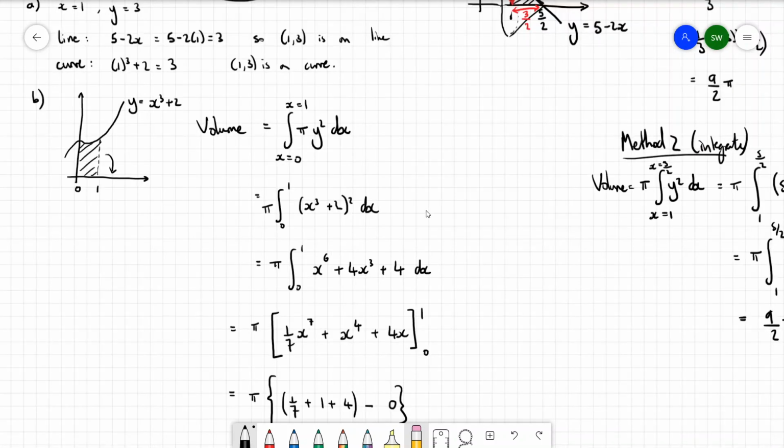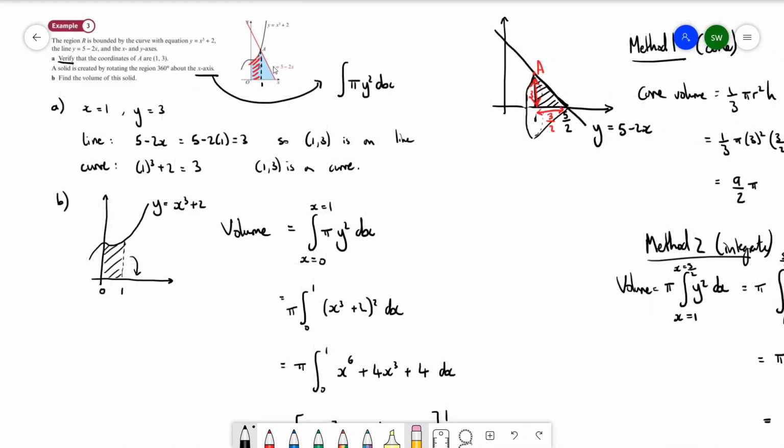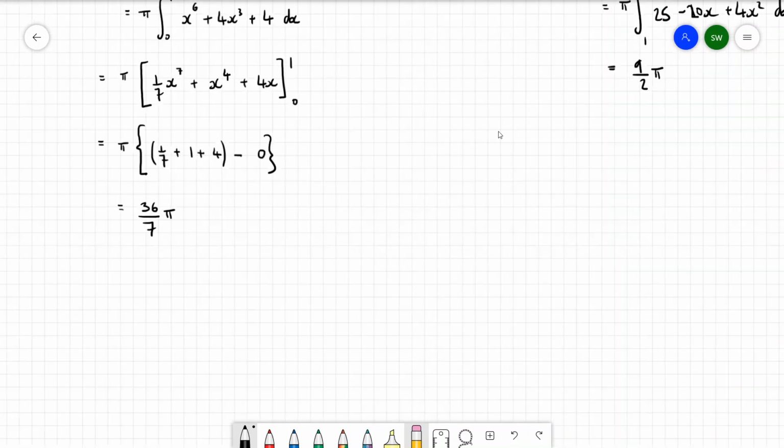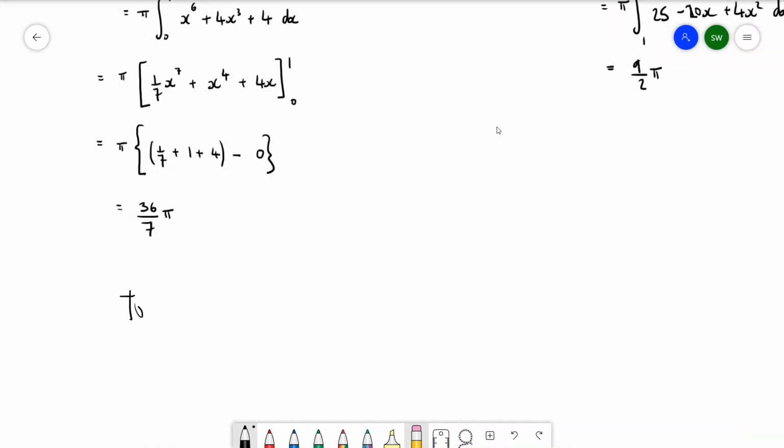So our final step is we wanted to know what you get if you rotate this whole blue area around the x-axis. Well, that's just going to be the sum of the two volumes. So the total volume is just going to be 36/7 pi plus 9/2 pi. So we'd get the answer of 135/14 pi.